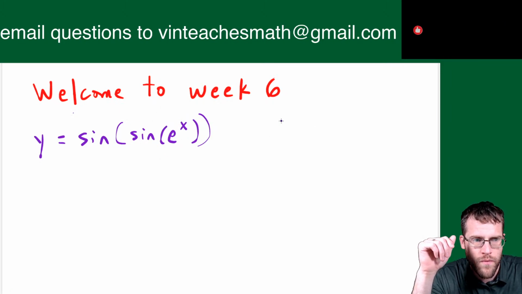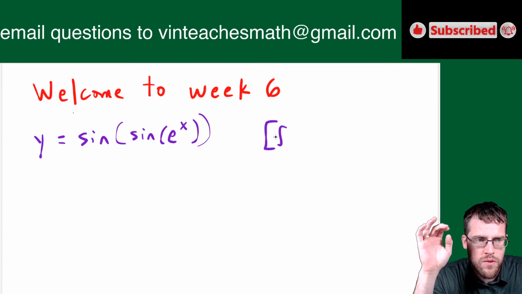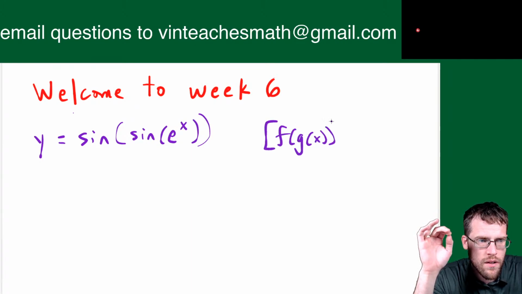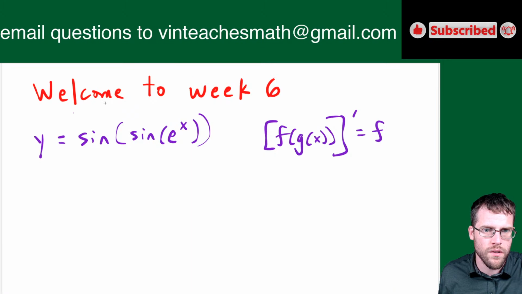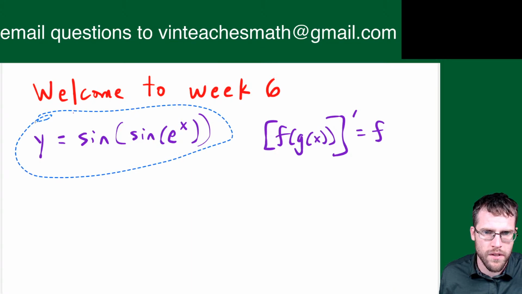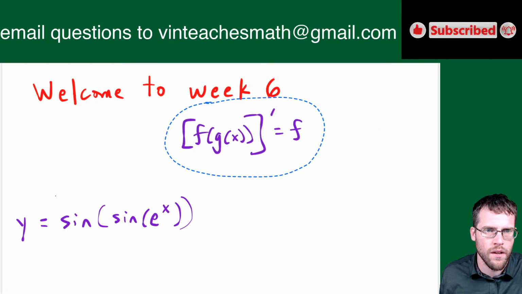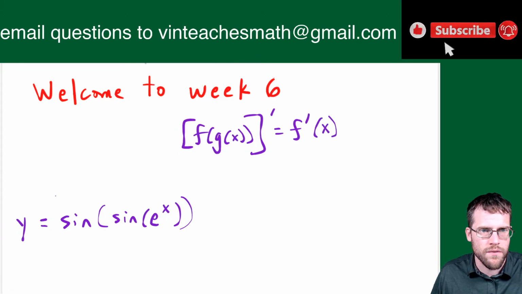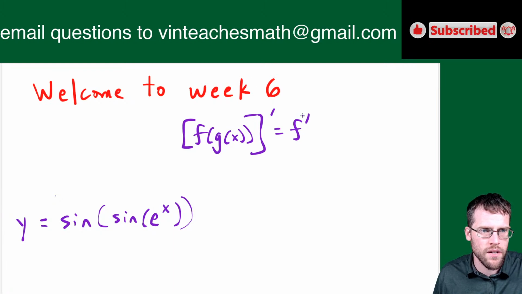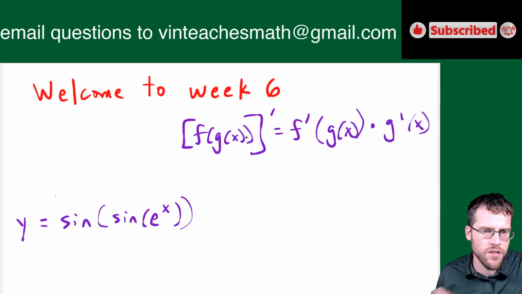For the chain rule, just know when you're taking the derivative with the chain rule that this is going to be the derivative, and let's move this over. Make space for this. So this would be the derivative of the outside function. We keep the inside function the same, but then we multiply by the derivative of the inside function.